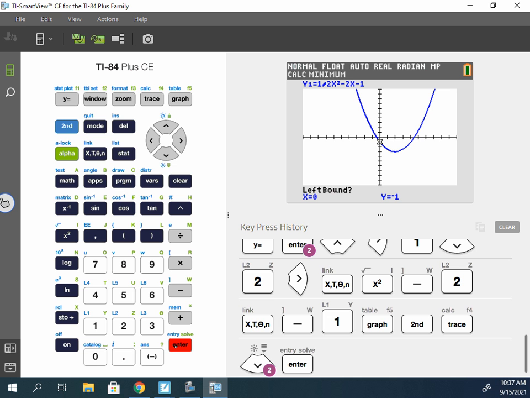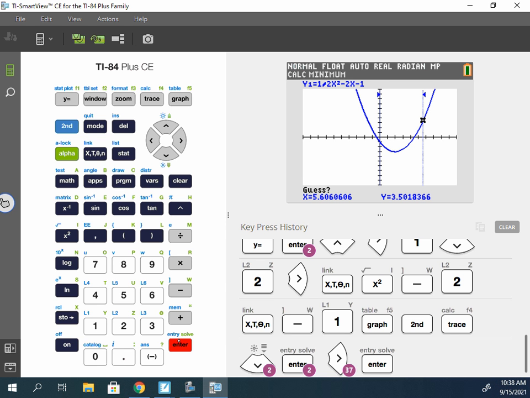Is it the flashing little X to the left of it? You said enter. And now it says right, yes? Now we want to go to the right of it. So we can use the right arrow, and you see how it moves it? So once we've gotten to the right of wherever the minimum is, hit enter.